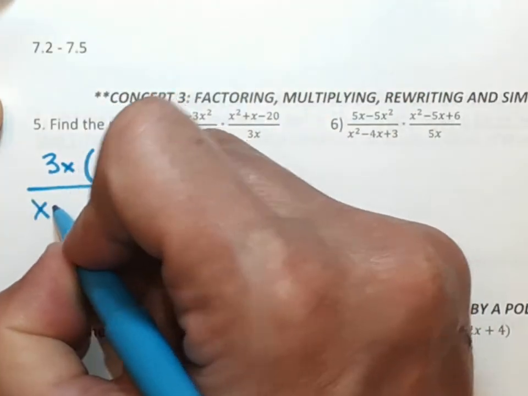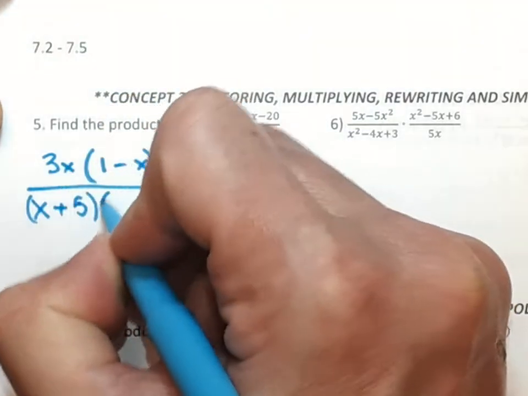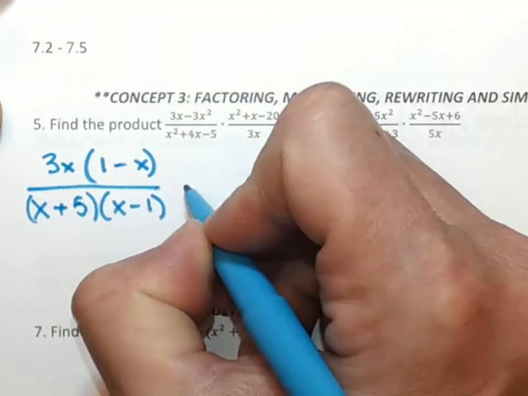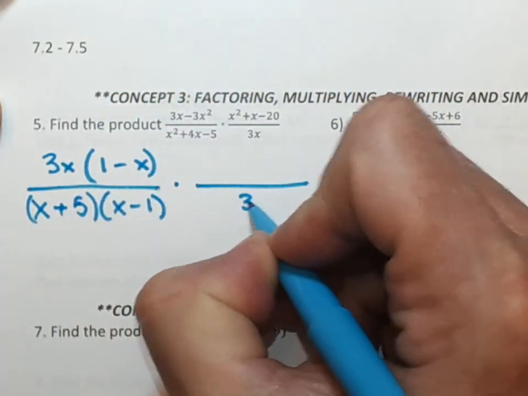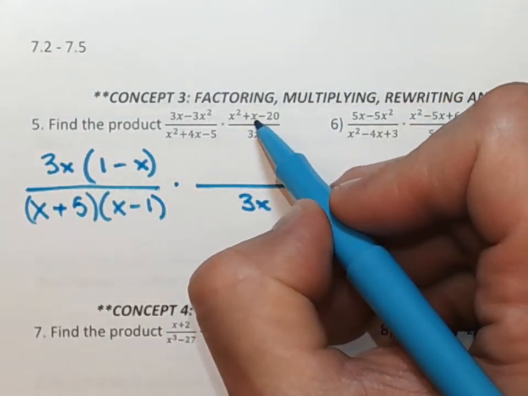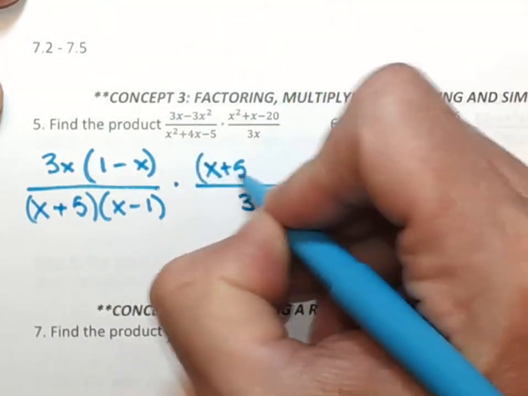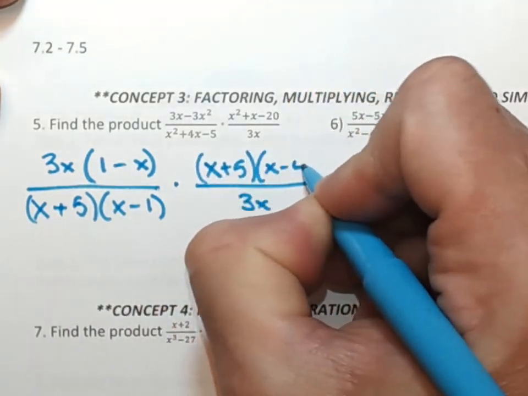So x plus 5, x minus 1 times 3x is going to go down there, and two numbers that multiply to give me negative 20 that add up to give me positive 1: x plus 5, and x minus 4.